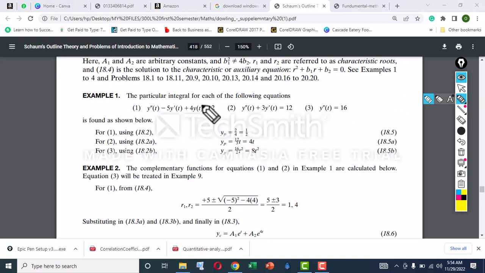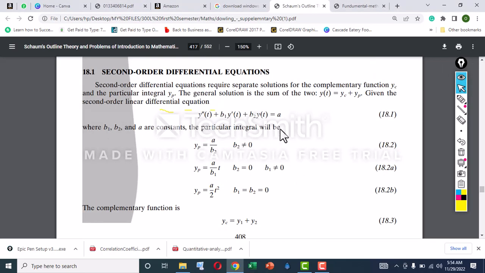what is our B1, what is our B2? Remember our general form. This is our B1, minus 5 alone, actually, no y. Then this is our B2, plus 4. This is our A in this question. Now our B1 is minus 5, B2 is plus 4. Now let's get back to our formula here.